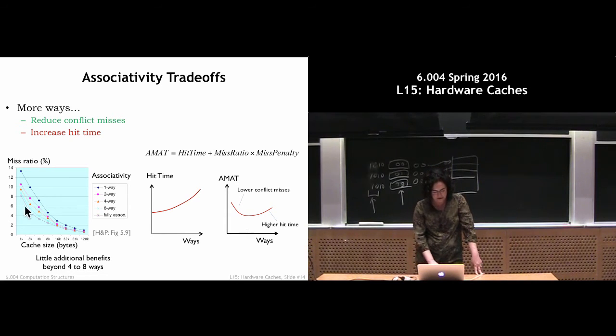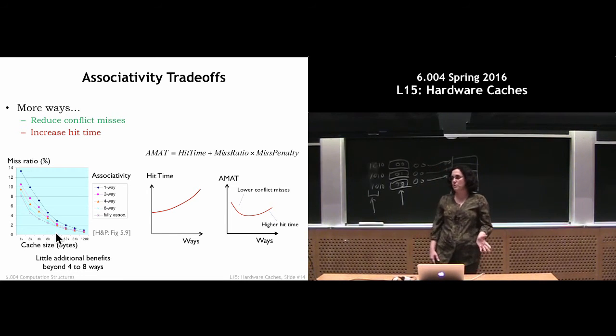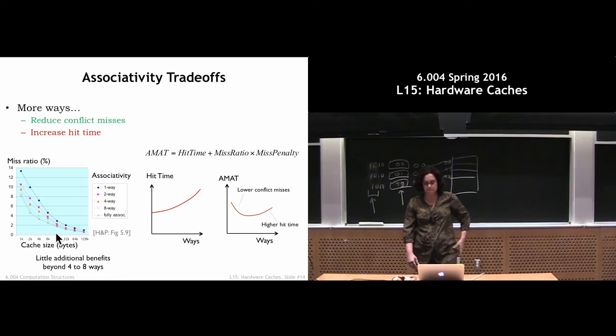And in fact, if you look at this plot here on the left, which shows you miss ratios, you'll also see that once you get to some kind of a reasonable cache size, there's essentially hardly any benefit to going from a 4 or 8 set associative cache to a fully associative cache, which is way, way, way more expensive. Okay?